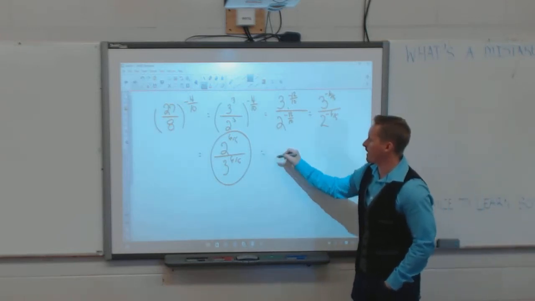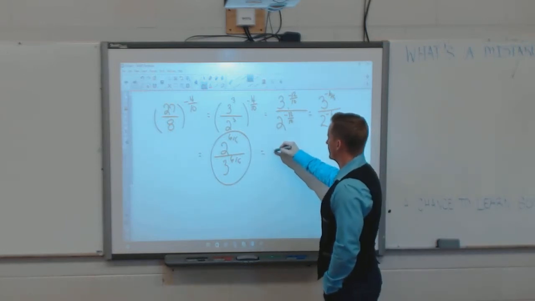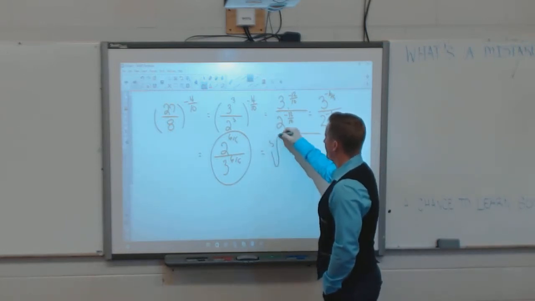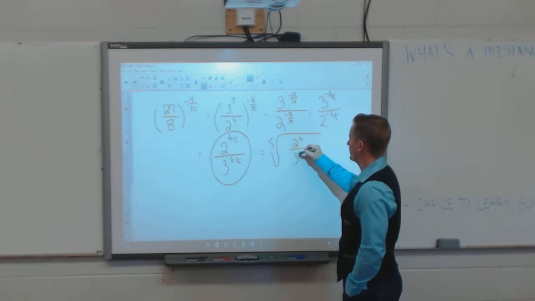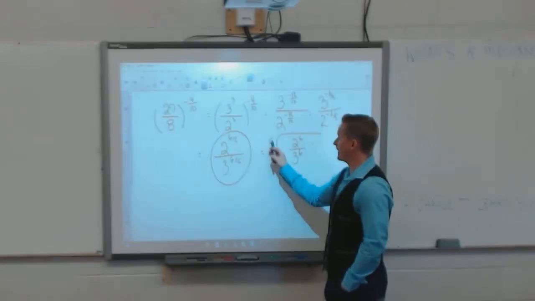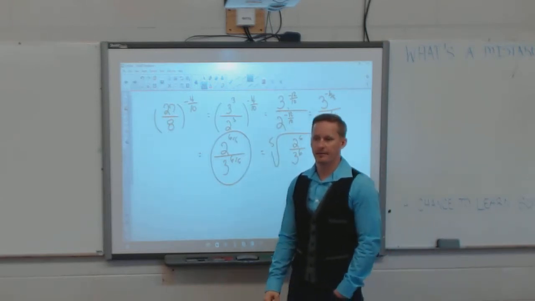If I wanted to rewrite this, I could rewrite it like this. 5th root, 2 to the 6th over 3 to the 6th. Again, it's the 5th root because I have the 1/5 here. All right?